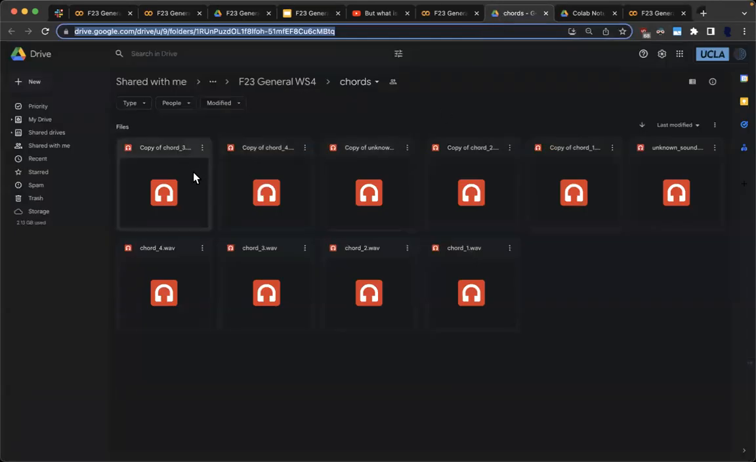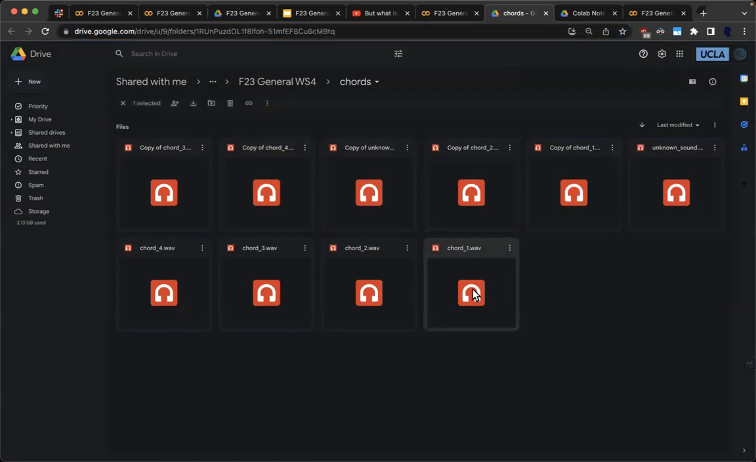So what we have here are 4 chords. I have too many. Can you hear that? Okay, never mind. The volume's not working. Anyways, you can play it on your own computer if you want. There are 4 different chords.